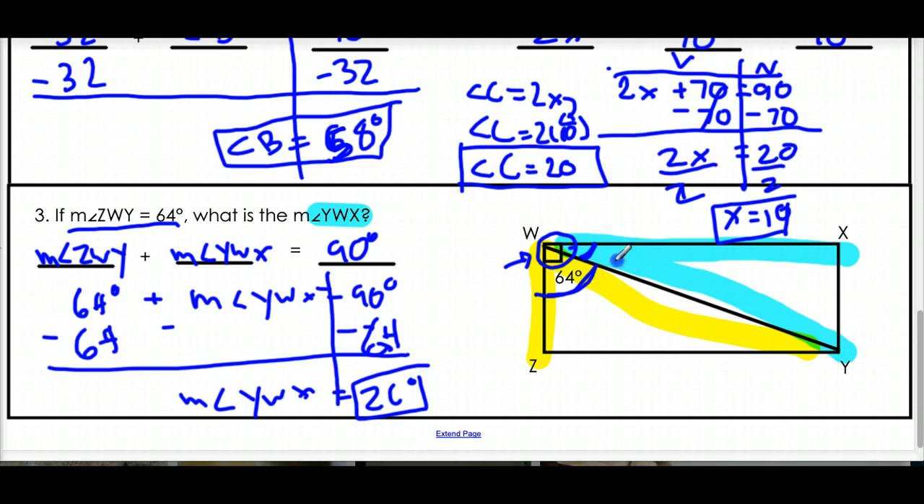And let's put that in here. Let's see if that makes sense. Well, if this is 26 degrees right here, and this is 64, and I add them together, yeah, I get 90. Beautiful. All right, let's move on to supplementary angles.